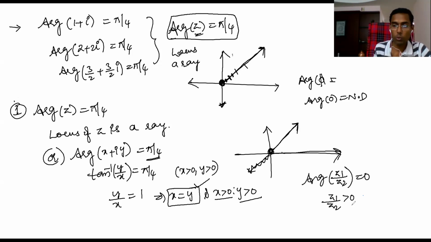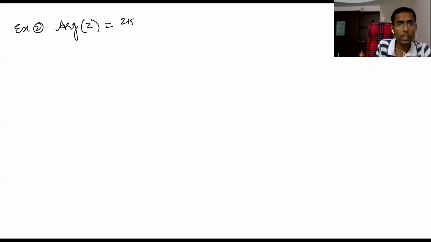Okay, now let's take the second example, example 2. Let's take argument of z is 2 pi by 3. 2 pi by 3 means what? Pi minus pi by 3. Pi minus pi by 3 means which quadrant?